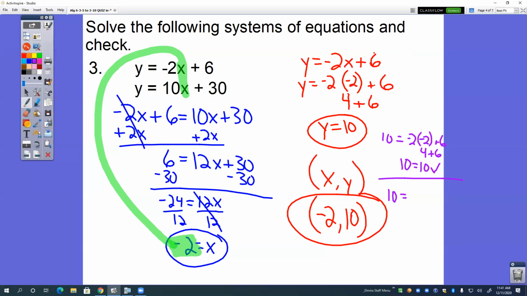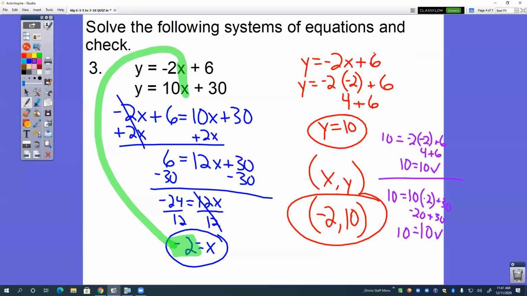Instead of 10 times x, I would have 10 times negative 2 plus 30. Well, 10 times negative 2 is negative 20, plus 30 is positive 10, so 10 equals 10, it checks. If your point checks in both equations, meaning that you get the same number on both sides, you know for sure that your answer is correct.